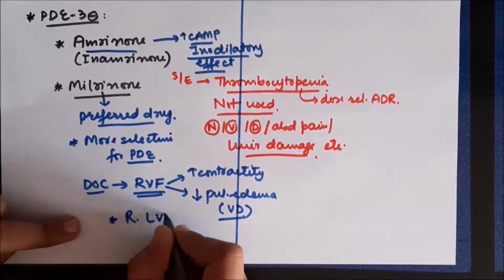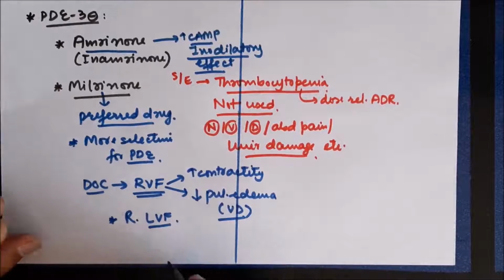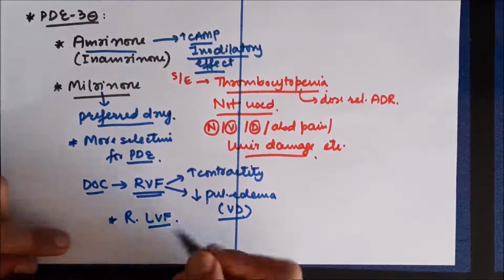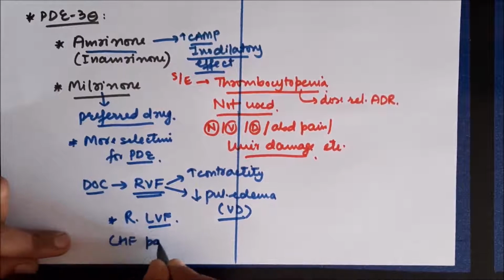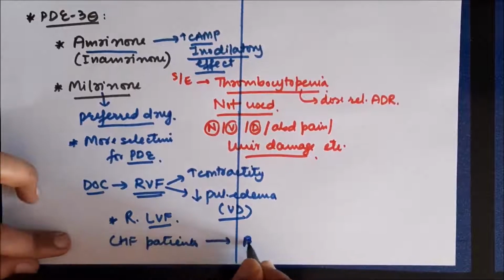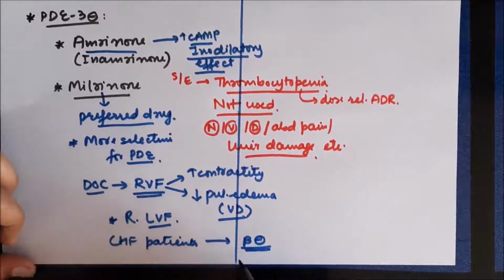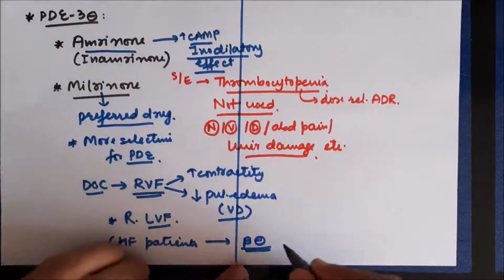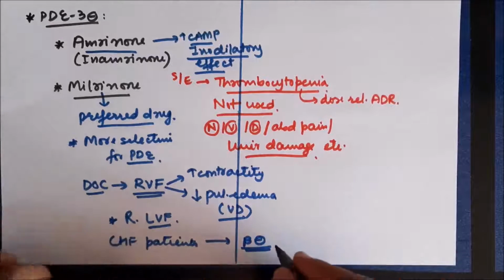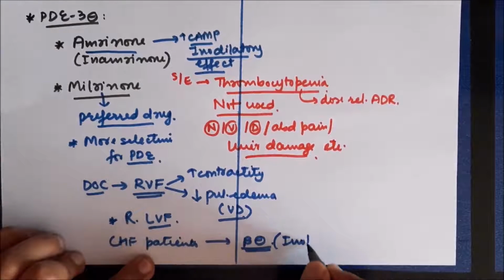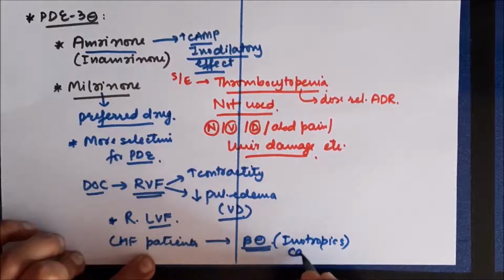It is also used in resistant cases of left ventricular failure, and it can also be used in patients of congestive heart failure who are on beta blockers. So in acute congestive heart failure, if patients are on beta blockers, then we cannot use inotropics to increase contractility of the heart. So in that case, we prefer inodilators, that's phosphodiesterase 3 inhibitors.